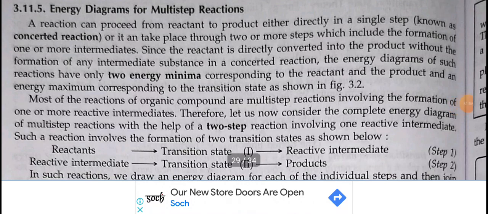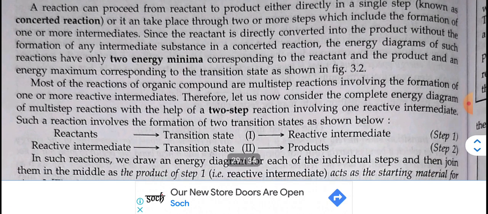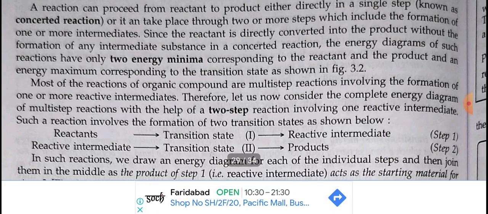Energy diagrams for multi-step reactions. A reaction can proceed from reactant to product either directly in a single step, known as a concerted reaction, or it can take place through two or more steps which include the formation of one or more intermediates. Since the reactant is directly converted into the product without the formation of any intermediate substance, it is a concerted reaction. The energy diagram of such a reaction has only two energy minima corresponding to the reactant and the product, and an energy maximum corresponding to the transition state, as shown in figure 3.2.